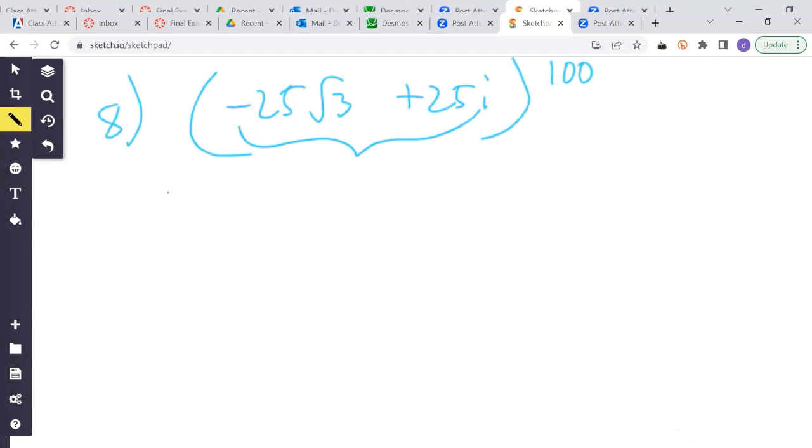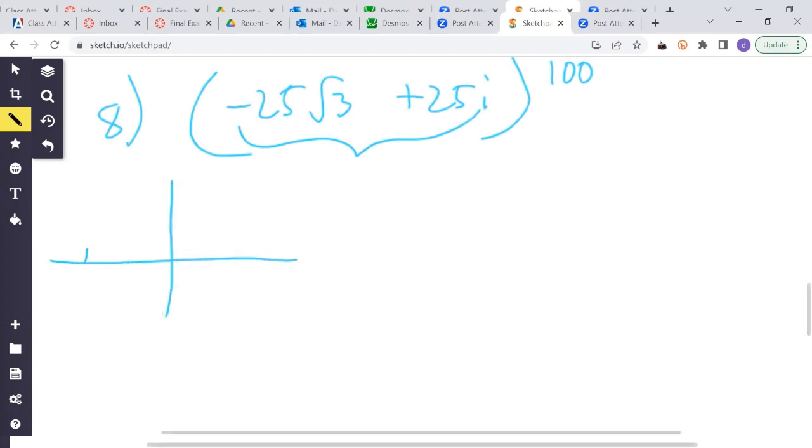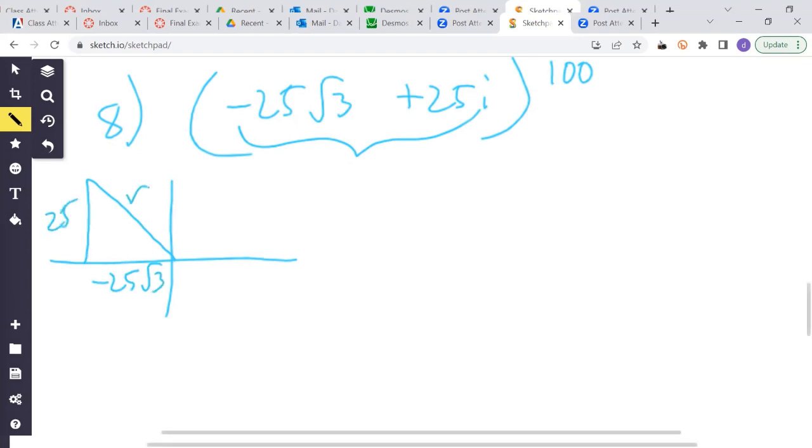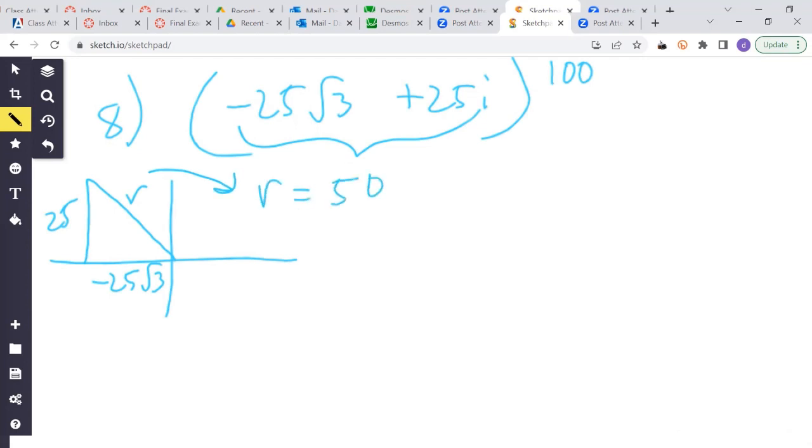So that x and y would take you to quadrant 2, like that, and like that. And let's find r with the Pythagorean theorem. Do so, and I'll save you time and tell you that r should be 50. Yeah, r should be 50. Now, 90 degrees. Let's find alpha.